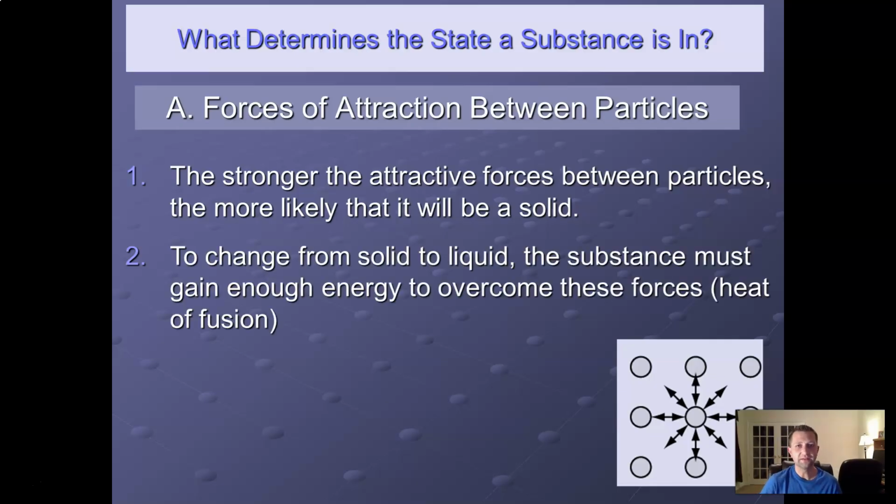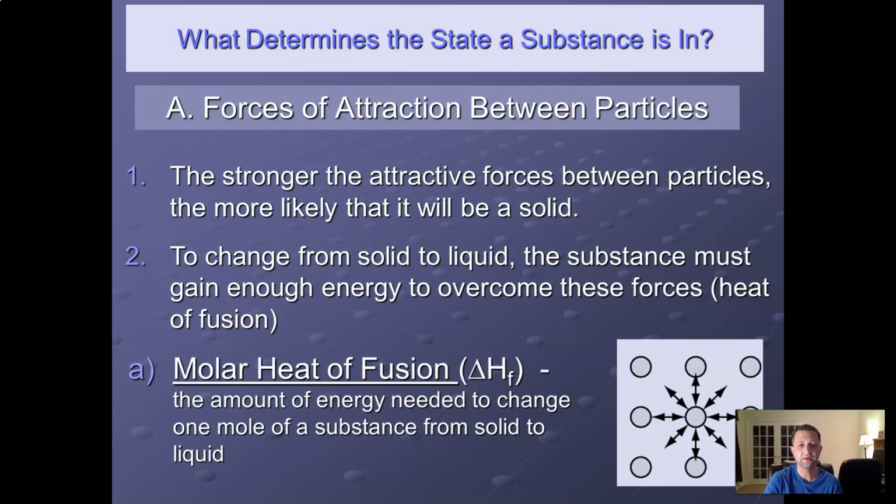Okay, second thing that determines the state of matter a substance is in, besides attractive force, is going to be temperature and pressure. So to tie that in here, to change from solid to liquid, the substance must gain enough energy to overcome those forces. So there's some force of attraction holding particles together, right? In order for those particles to spread apart more and melt, you need to supply energy for that to happen and give those particles more energy so they can move faster and move apart from one another, right?